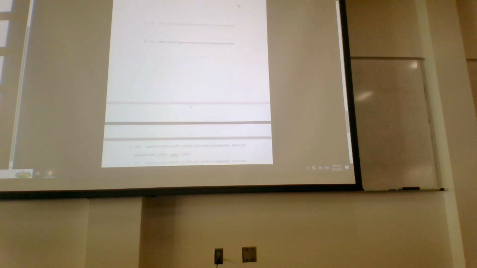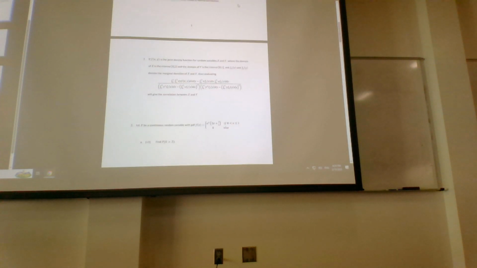Actually, let me go over something else. This is a good problem. What do you guys think of this? If f of x, y is the joint density function for random variables x and y, where this is the domain for x and y, 0, 0, 0, 1, then true or false, this is the correlation between x and y? Oh my gosh. That's a very quick false. Have you done this?